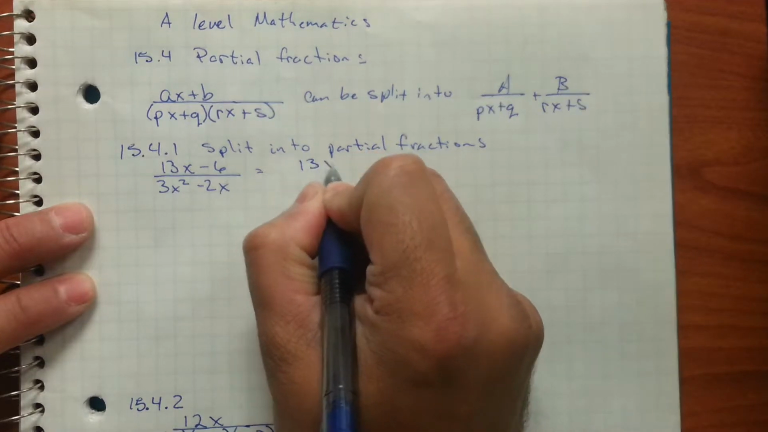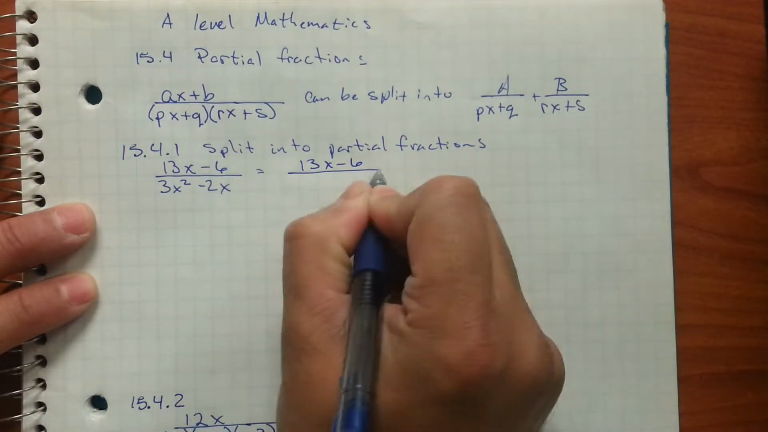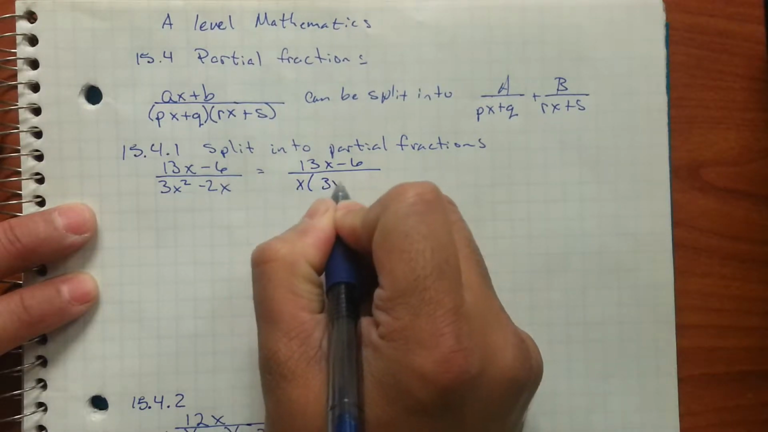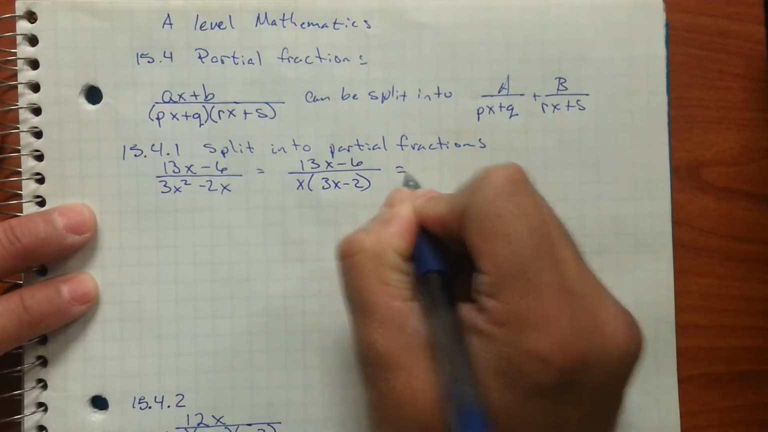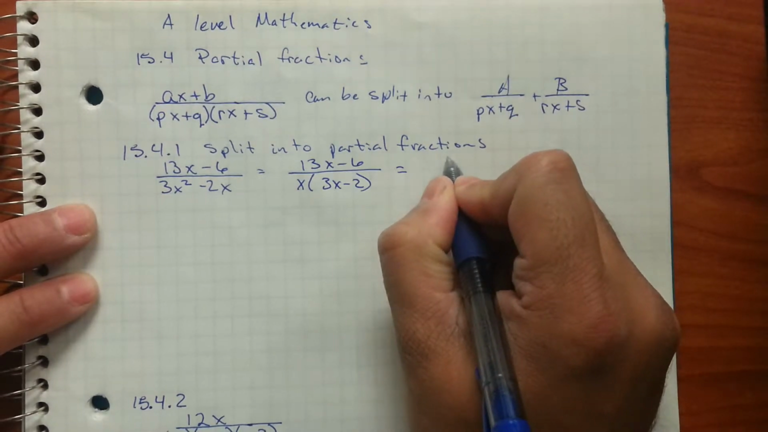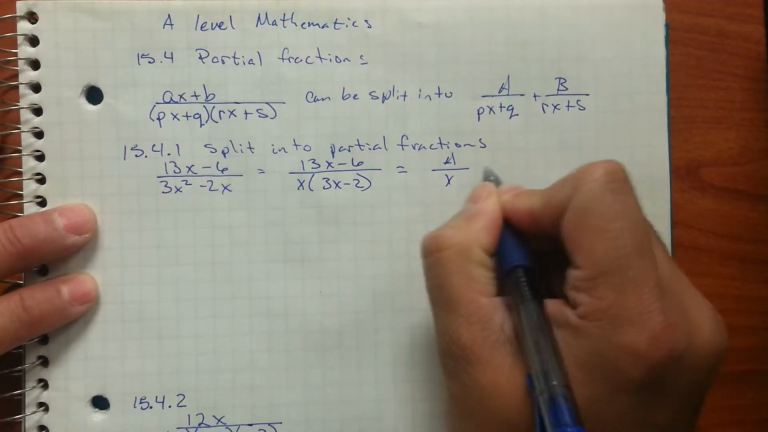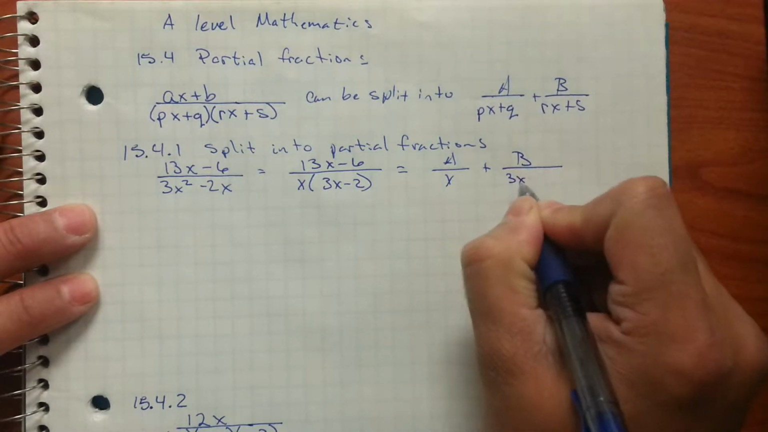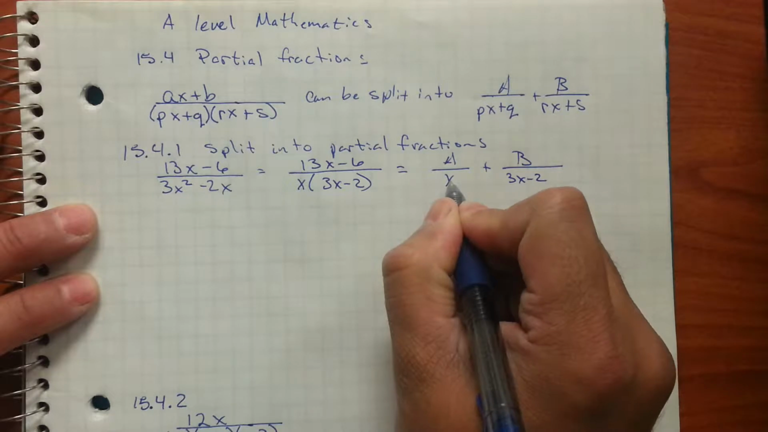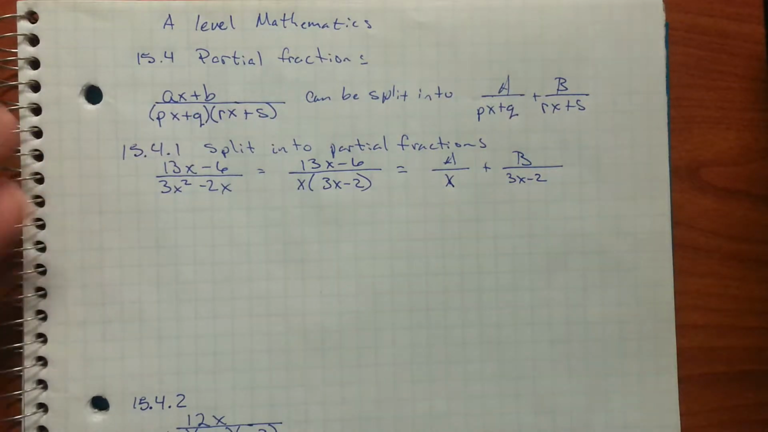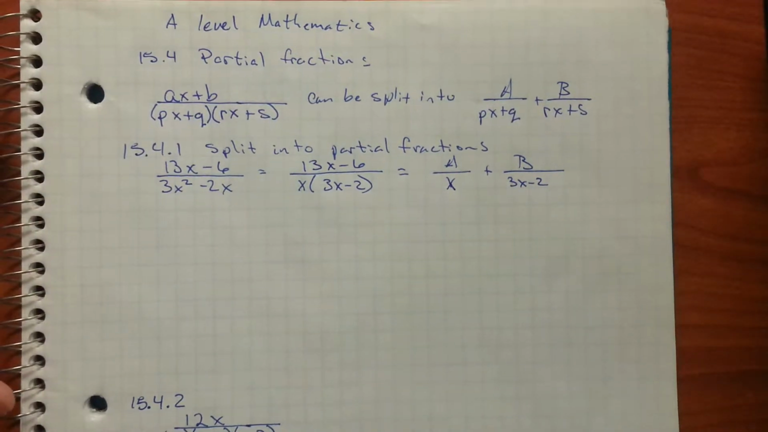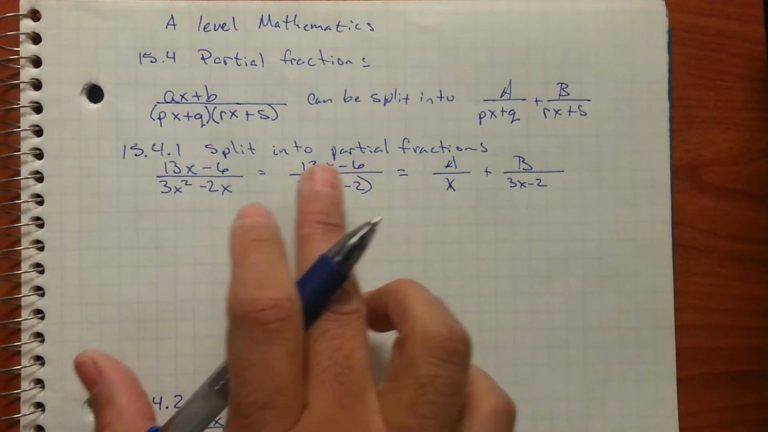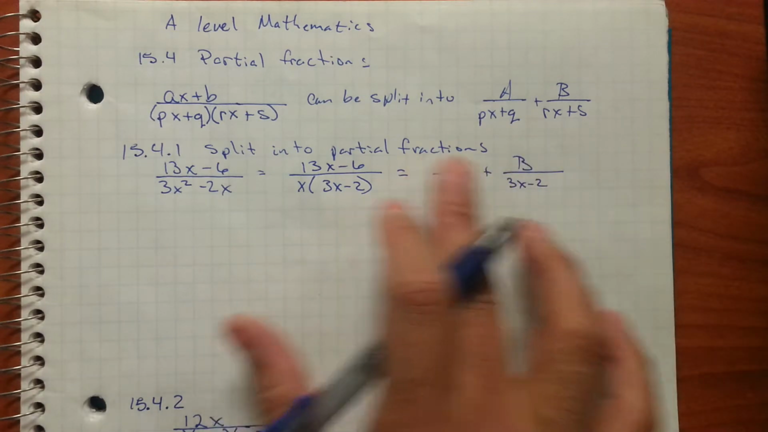So 13x minus 6 over, I could factor out an x. I'm left with 3x minus 2. And I'm going to rewrite that as A over x plus B over 3x minus 2. Now with this information here, I'm going to go through and separate this. So now I'm going to make this equal to this over here.